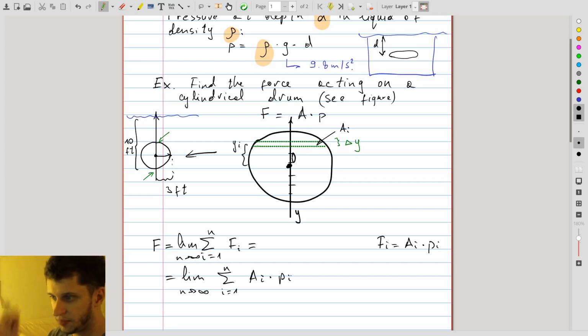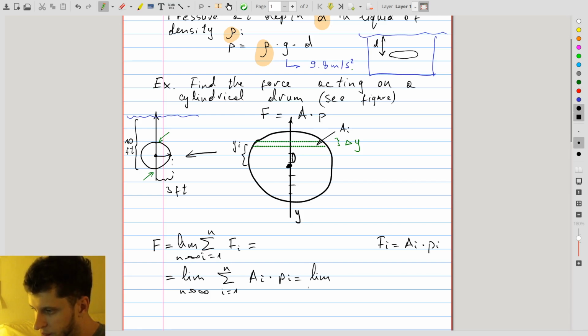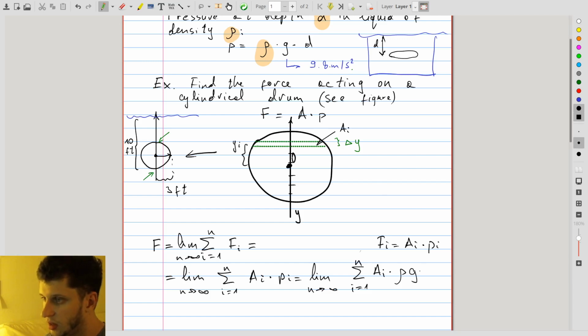So that is our variable. Now what's the dependence here? Well, obviously, I can express P sub i in terms of yi. So how do I do that? Well, P sub i is given by rho, which is assumed to be constant, g, which is also constant, times the depth that corresponds to yi. Now, to find the depth that corresponds to yi, here's how I have to think.